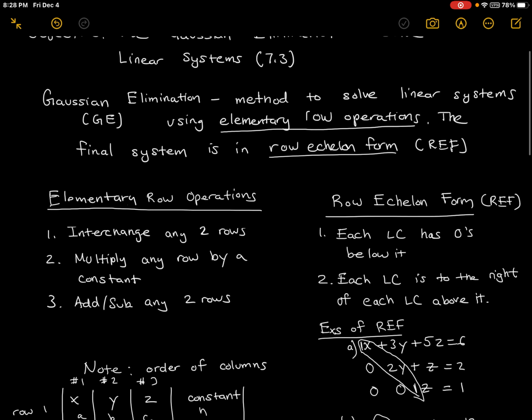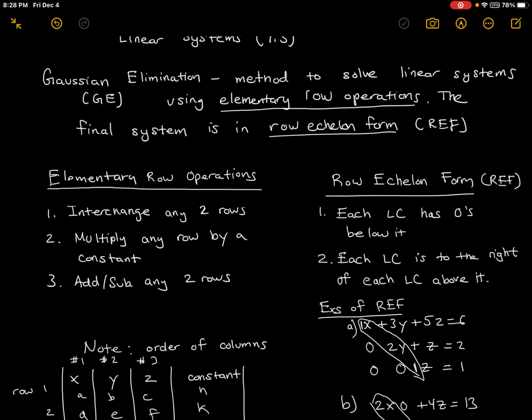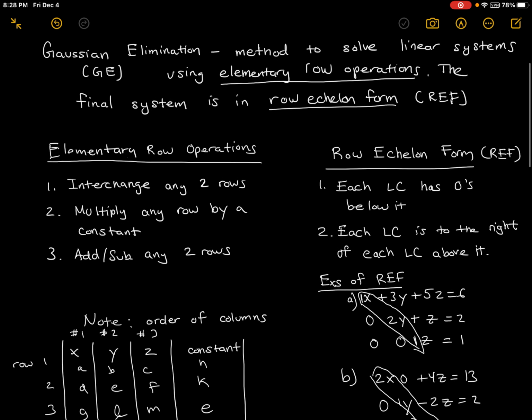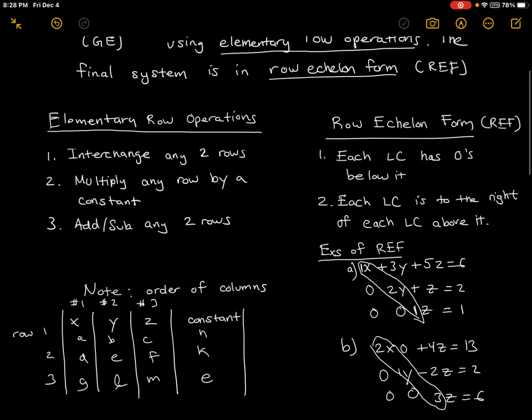So this begs the question, what is an elementary row operation? You can take a look for yourself. You can interchange any two rows, multiply any row by a constant, and add or subtract any two rows. So over here, when you place your system of three equations, three unknowns, the first column is the x column. The second column is the y column. The third column is the z column. And these right here are just constants.